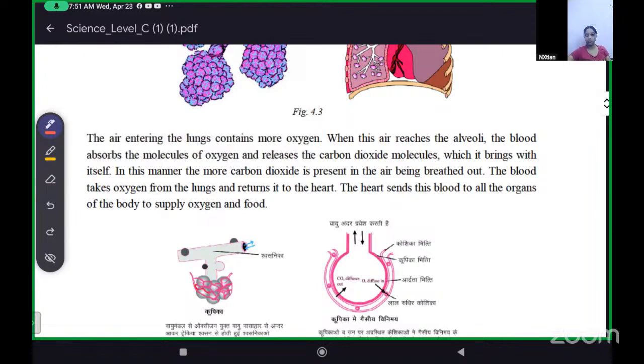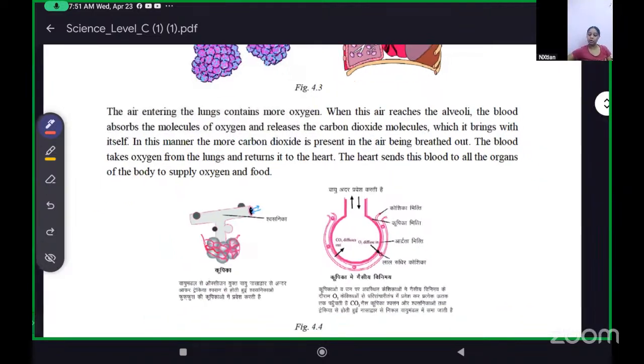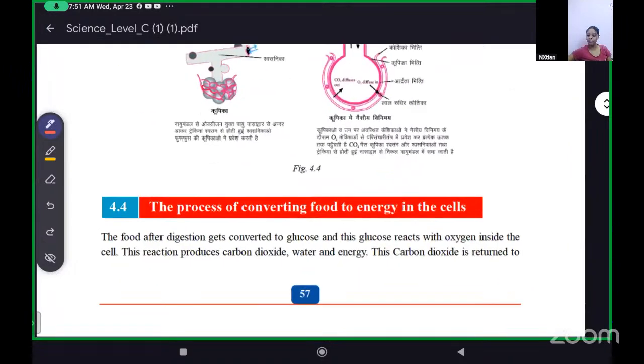So when we breathe out, what do we breathe out? Carbon dioxide. The blood takes oxygen from the lungs and returns it to the heart. The heart sends this blood to all the organs of the body to supply oxygen and food. The blood takes the oxygen from the lungs, returns it to the heart, and then the heart pumps this oxygen-rich blood to all parts of the body, all organs of the body. All right.